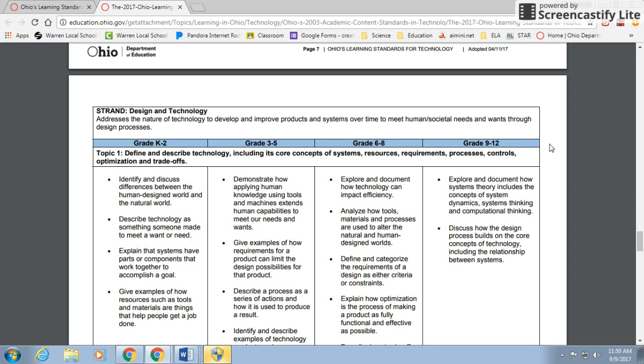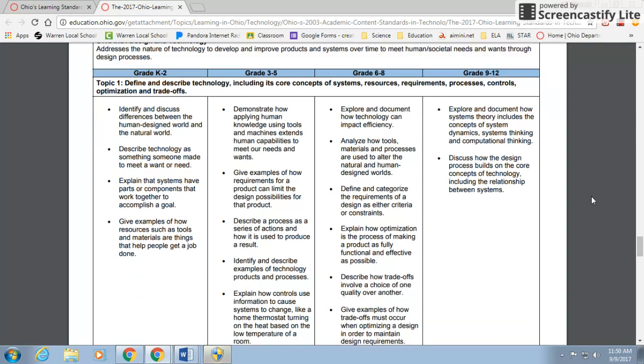So we need to help our students understand, if we were to take away the use of cell phones, how does that affect everything now?